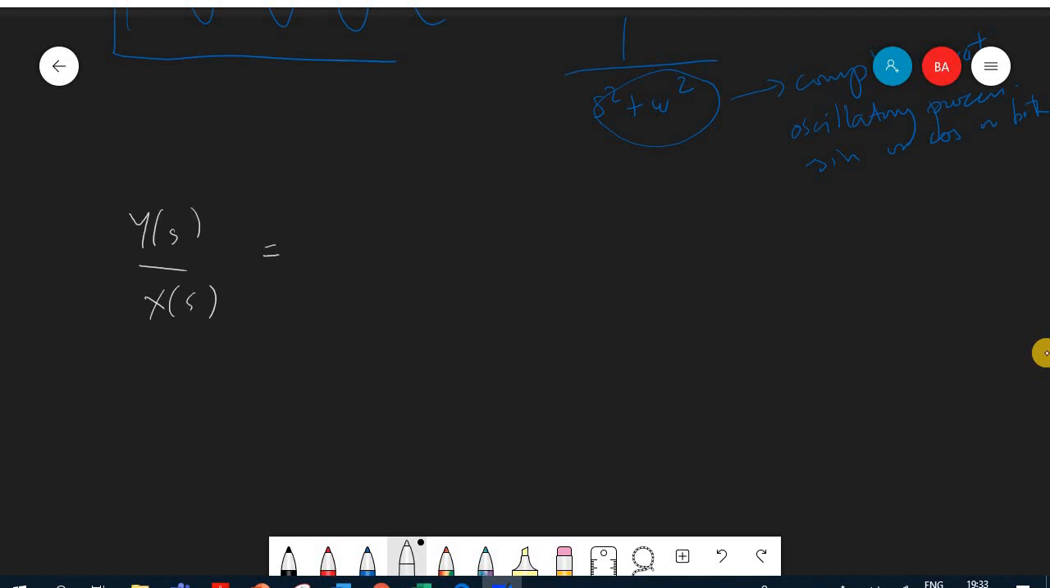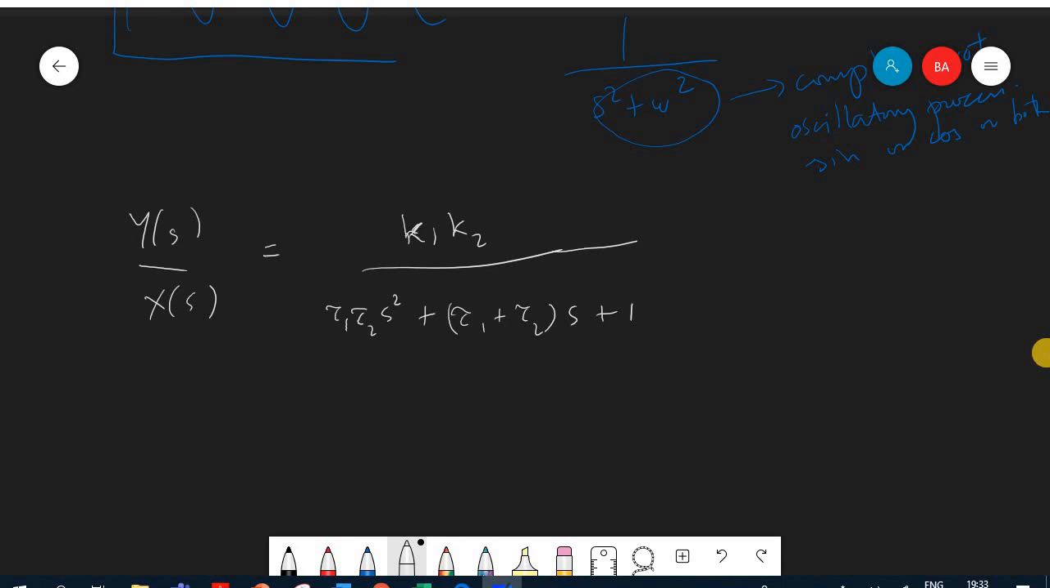Okay, so what was the answer? It was k1 k2 over tau 1 tau 2 s squared plus tau 1 s plus tau 2 s plus 1. So that is what we have obtained in our equation here.